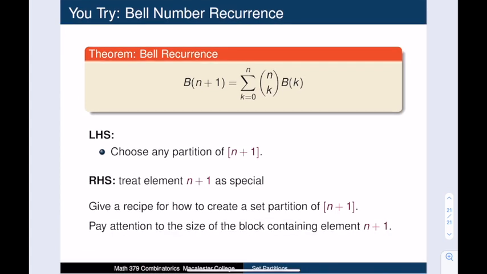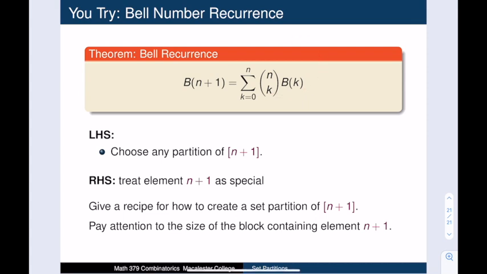We will end this video with our U-try problem. The Bell numbers also have a nice recurrence formula. I want you to give a combinatorial proof of it. The left-hand side is the Bell number for n+1. So this is the number of partitions of the set of n+1 things into any number of parts. The right-hand side also counts these set partitions.